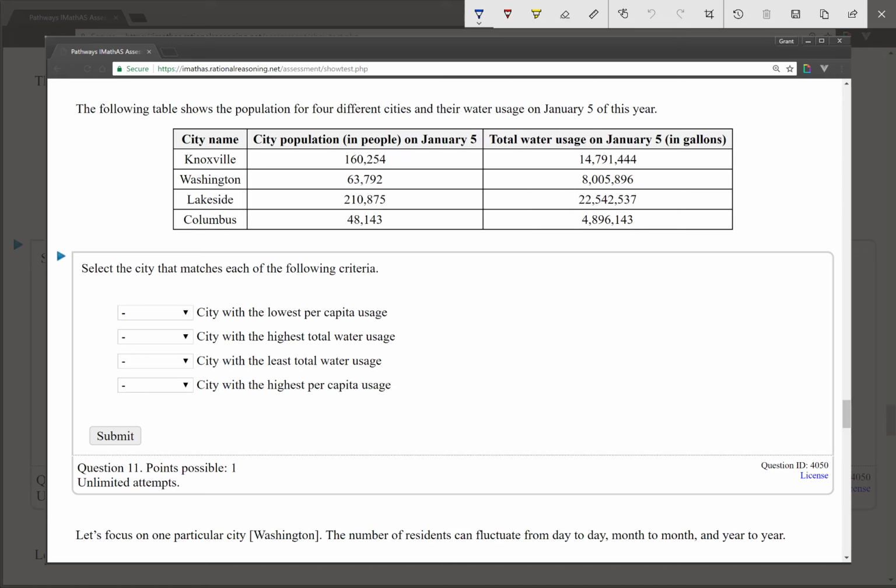actually gives us population and total water usage. So just using the table, we can answer this part with highest total water usage, as well as the city with the least total water usage. We can just use this third column and find the least and highest value. Now, the per capita usage, we're going to have to compute ourselves.